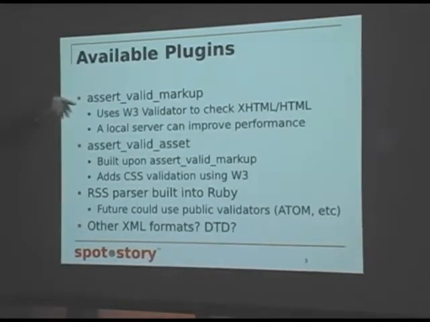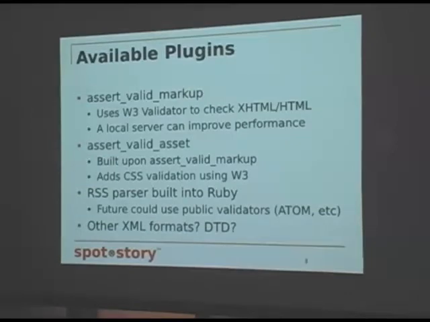There's a plugin called Assert Valid Markup, which by default goes out to the W3 validator service and validates every document you've got, if you tell it to. And if you want to install a local server, you can improve your performance. But we're using it going over the net, and it's not so bad. There's also something called Assert Valid Asset, which is built upon the previous plugin, which again uses W3 Validator, but also validates CSS.